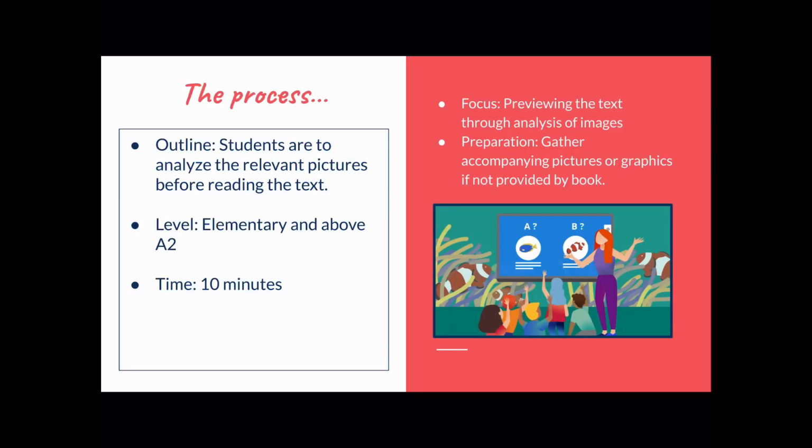So firstly, we're going to discuss the process of this activity, and the outline of this pre-reading assignment is to analyze relevant pictures before reading the text at hand. This level is beneficial for all levels really, especially newer, younger learners. The recommended time for this activity is around 10 minutes, but you could really spend more or less time on it depending on what your students are needing. The focus point of this activity is previewing the text through analysis of images.